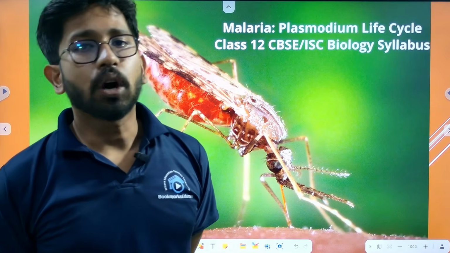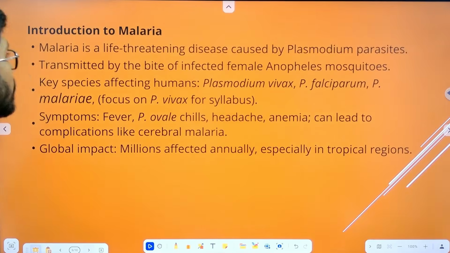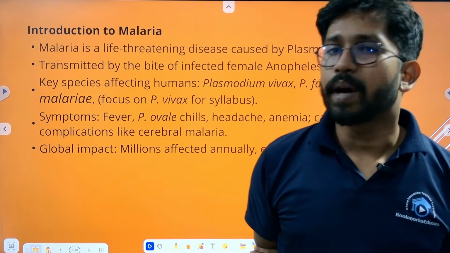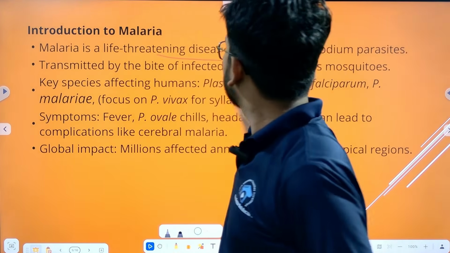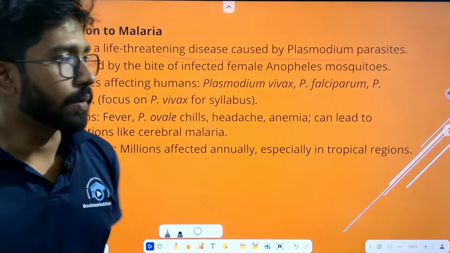Today we are going to talk about malaria. So what is malaria? Malaria is an infectious disease caused by a parasite named Plasmodium, right? So malaria is a life-threatening disease caused by the Plasmodium parasite. It is transmitted primarily through mosquito bites.